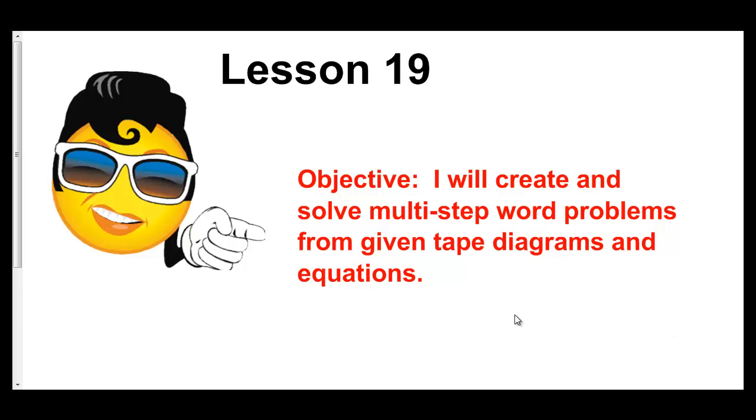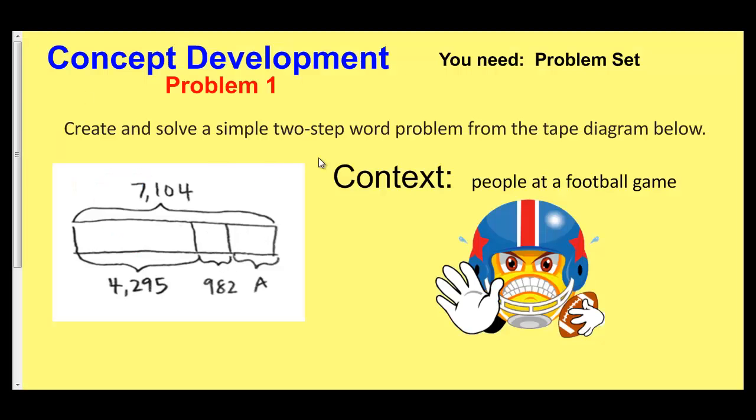Okay, so you're going to notice, first of all, that it's going to look like I'm not giving you the problem set. But this is the very first question that is on your problem set. It's just a picture of a tape diagram, and it's giving you this context. You've got to figure out from this tape diagram how to write a simple two-step word problem from the tape diagram below. So I want you to take a look at this tape diagram, and you'll notice that this is a single tape diagram, so we're not doing any comparing. We just have a total.